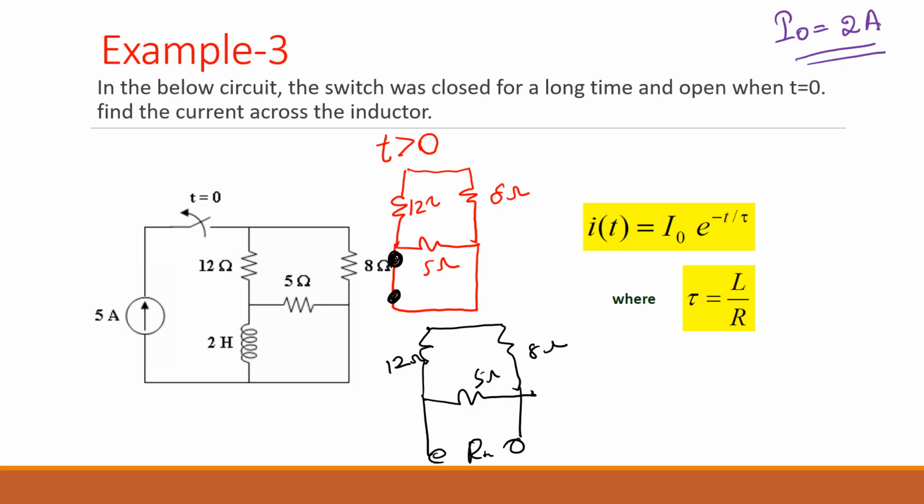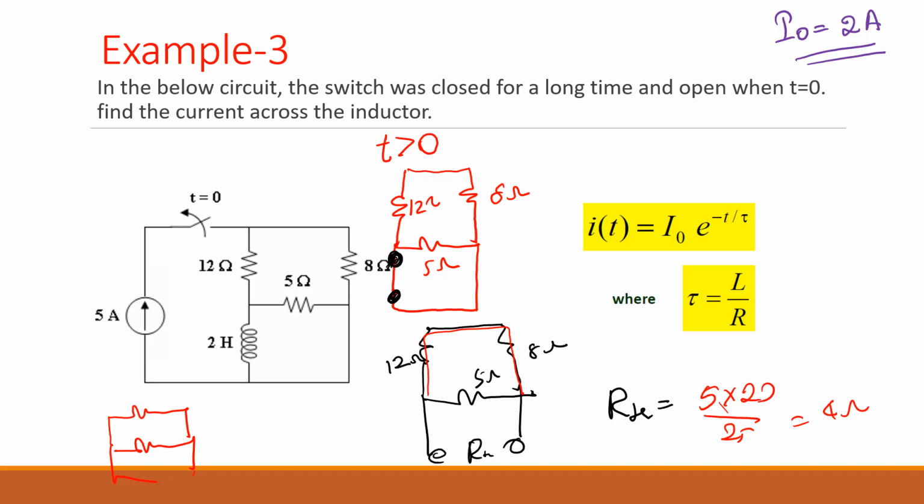What is RTH? 12 and 8 times what? Series, because they are in the same path. So 12 and 8 are in series, which is 20, and the 20 and 5 are in parallel, isn't it? So 20 is like this, and the 5 is like this. So they are parallel to each other. So your RTH will be 5 times 20 divided by 25, which is 4 ohms. Agree or not?